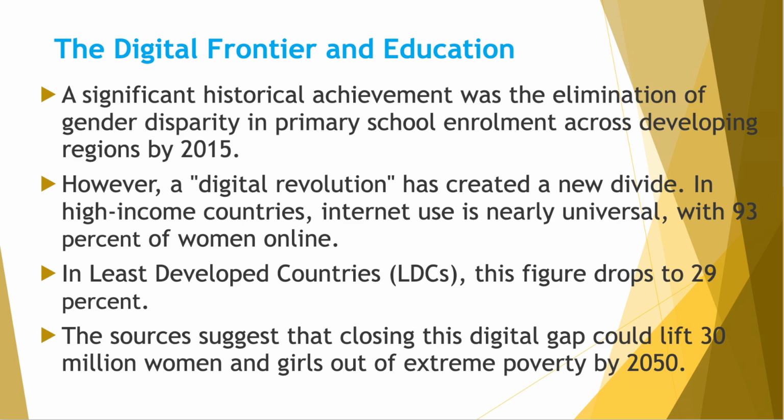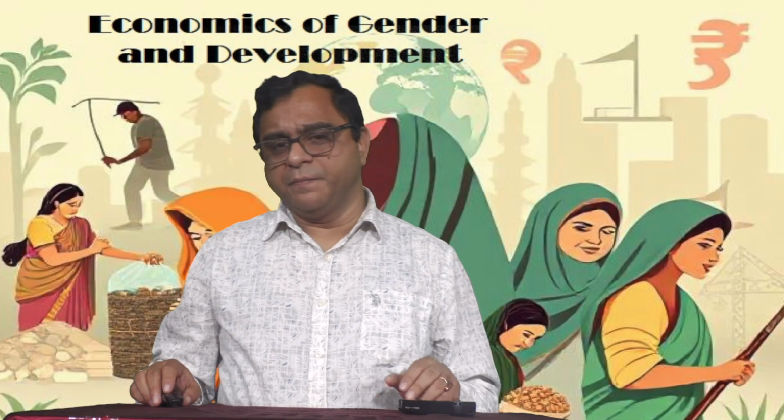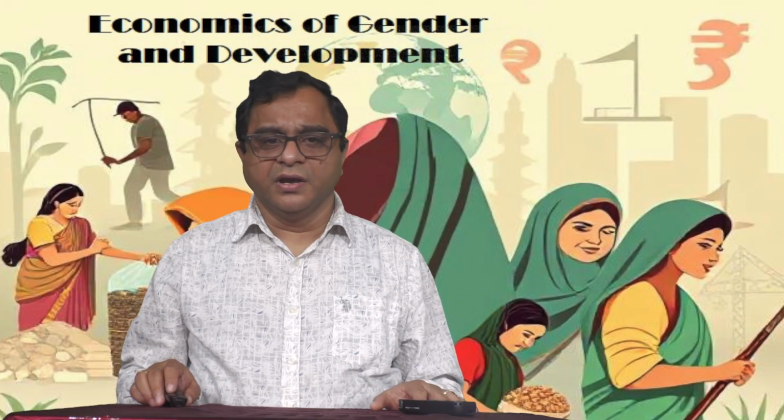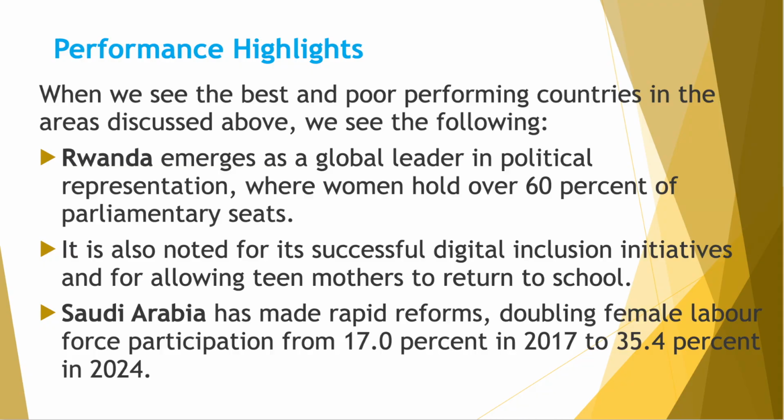2050. And when we make a comparative performance analysis, we see that Rwanda emerges as a global leader in political representation, where women hold over 60% of parliamentary seats. It is also noted for successful digital inclusion initiatives and for allowing teen mothers to return to schools. And Saudi Arabia has made rapid reforms, doubling female labor force participation from 17% in 2017 to 35.4% in 2024.